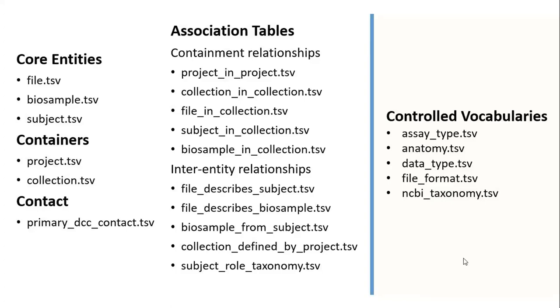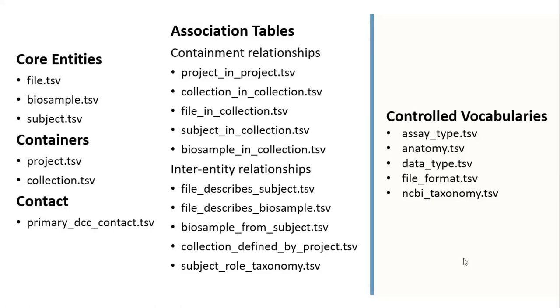And then there's also inter-entity relationship tables, which also have pretty self-explanatory names, such as which subject the data in the file comes from, which subject each biosample comes from, and which collections are in which project. And then subject role taxonomy is just an overview of the NCBI taxonomy of the subject, which I will talk about a little more later.